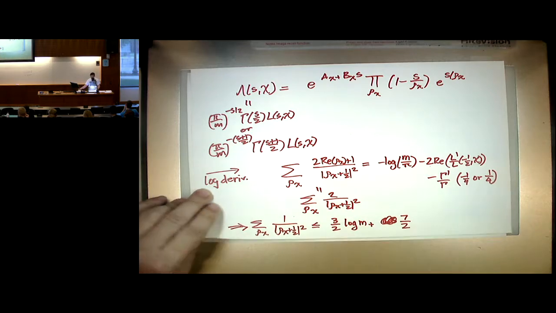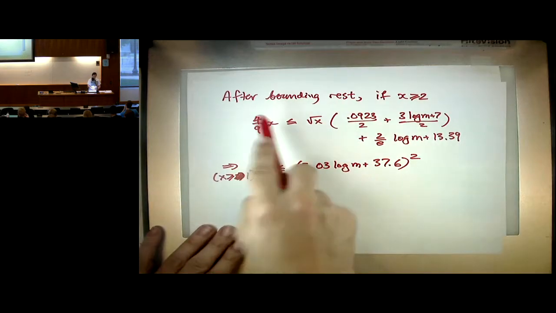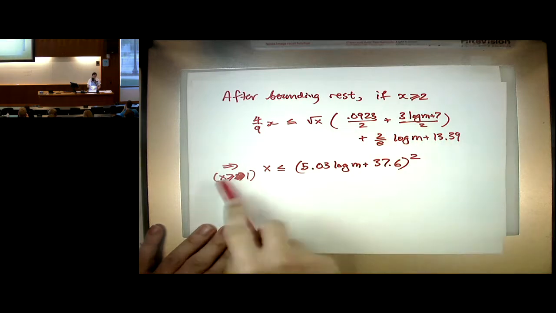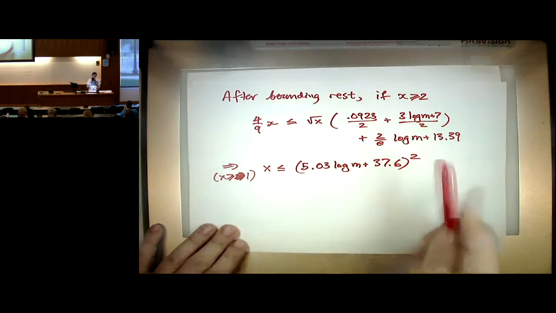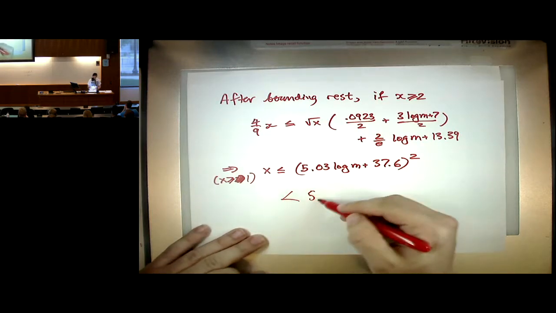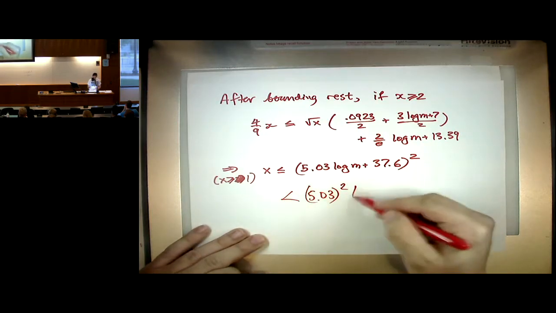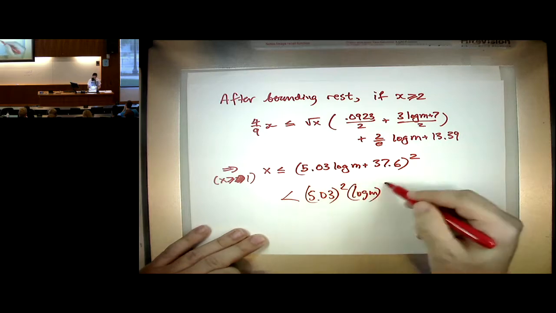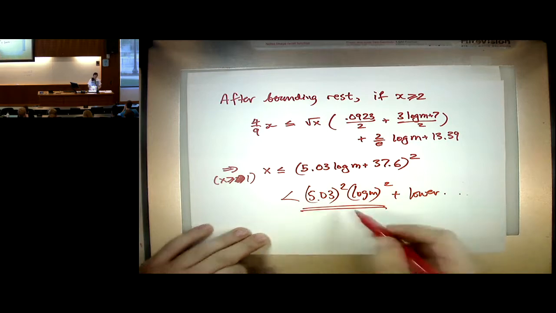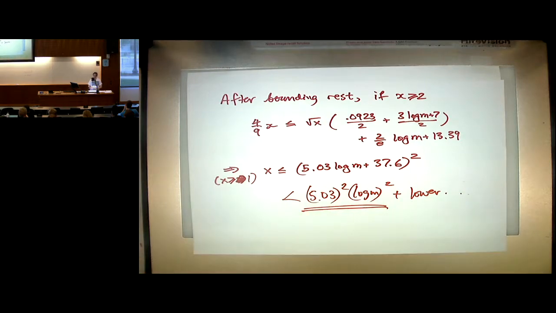And so if you carry that through in both cases, then you get your x over 9/4, so 4/9 x, at most root x, times something involving log m. And so if x is at least 1, you get a bound on x. And so there is your, I guess you could say, 5.03 squared log m squared plus lower order stuff. And so you see that the x is at most some constant times log m squared.